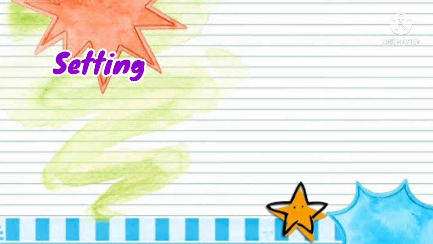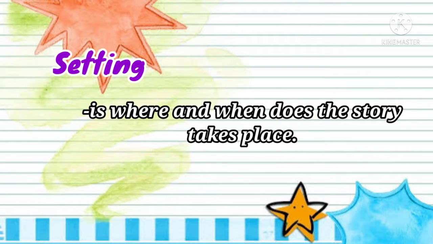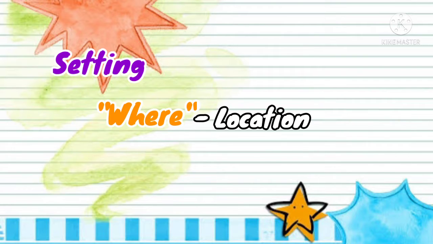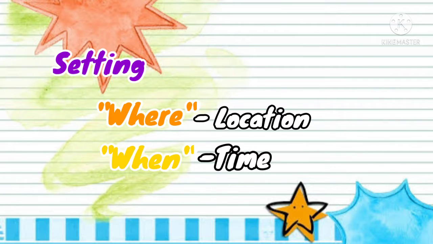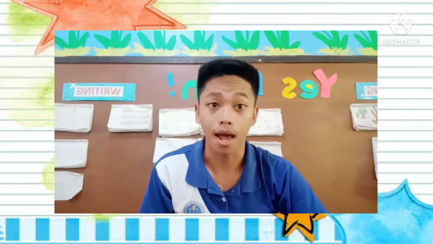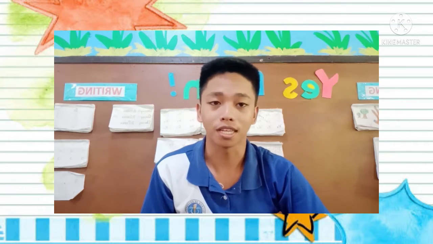Let's talk about setting first. The setting of a story is where and when the story takes place. Where refers to the location, while when refers to time. Now, can you spot where the setting of the story is?